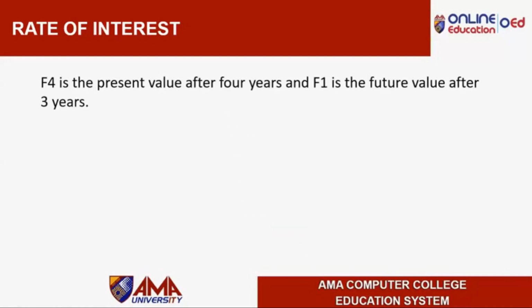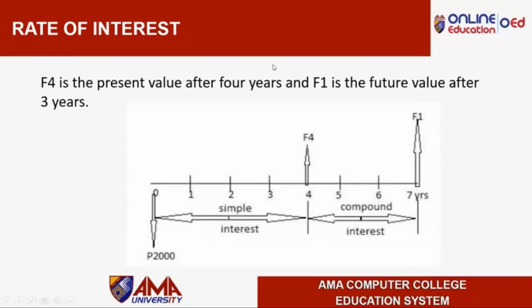F4 is the present value after 4 years and F1 is the future value after 3 years. So this is the diagram. First, you borrowed 2,000. So this is the principal. And you have the simple interest until the 4th year. And then you continue this until the 7th year using compound interest. So from 0 to the 4th year, simple interest. Then from the 4th year to the 7th year, this is now compound interest.